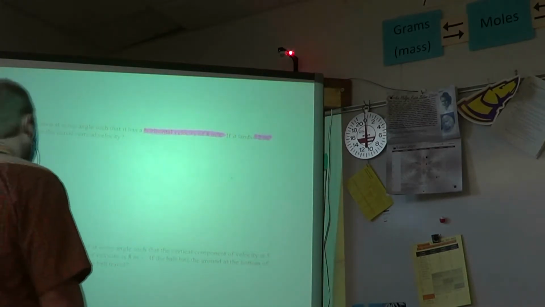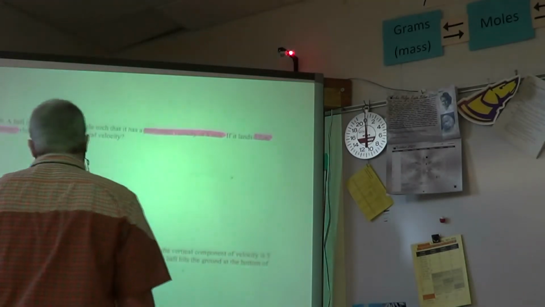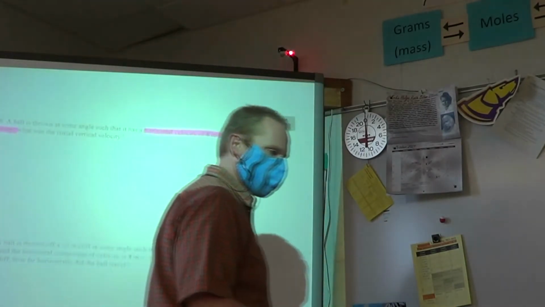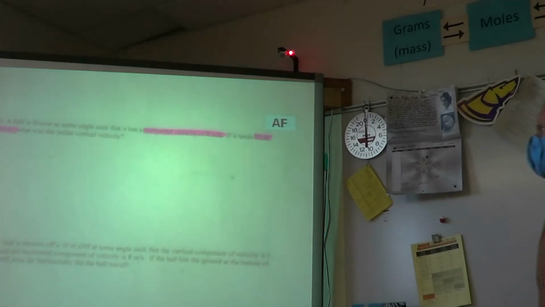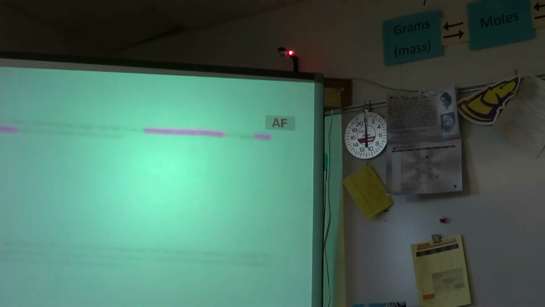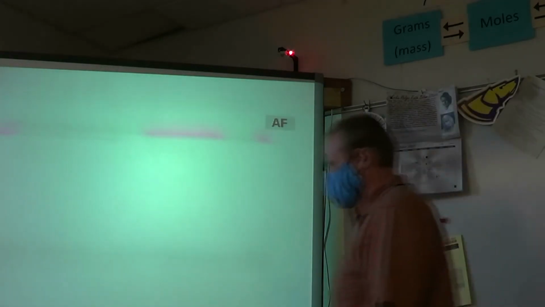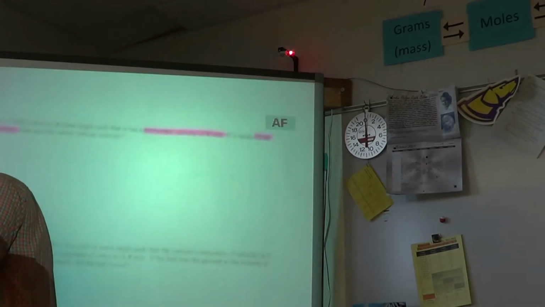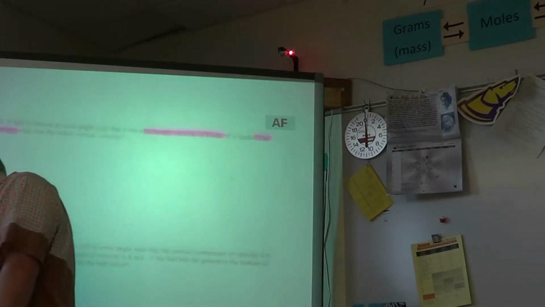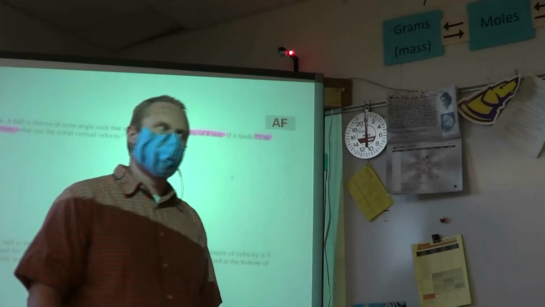So a ball is thrown at some angle. It doesn't tell us the angle. I don't care what the angle is because we don't do the trig functions. It's thrown at some angle, and it has a horizontal velocity of 8 meters per second. And if it lands 12 meters away, what was the initial vertical velocity?